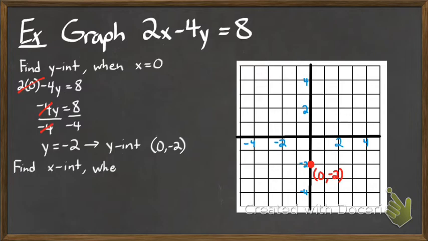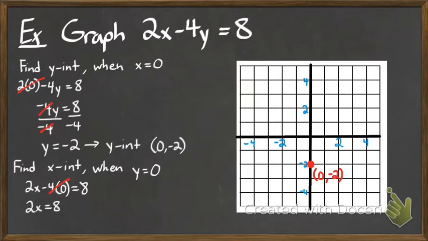Now we want to find where our x-intercept is, or when y equals 0. So plug y equals 0 into our equation. So we have 2x minus 4 times 0 equals 8. So 4 times 0 goes away. Gotta love 0 for that. So then we're just left with 2x equals 8.